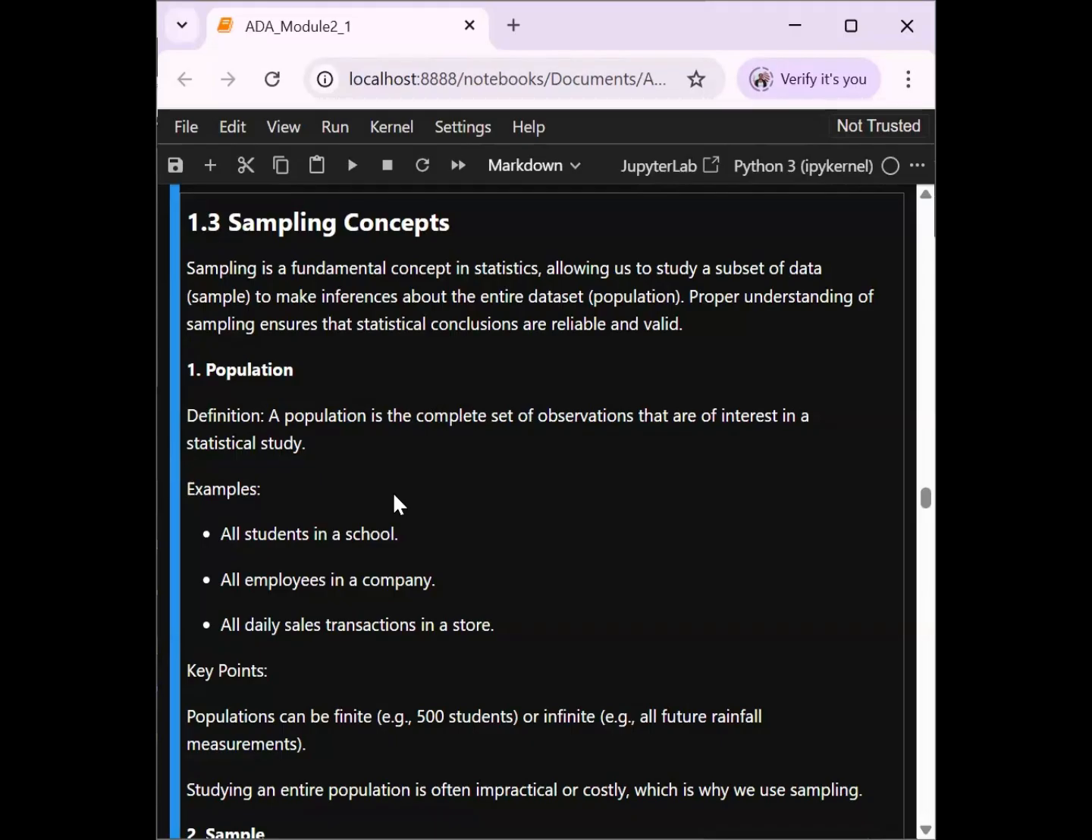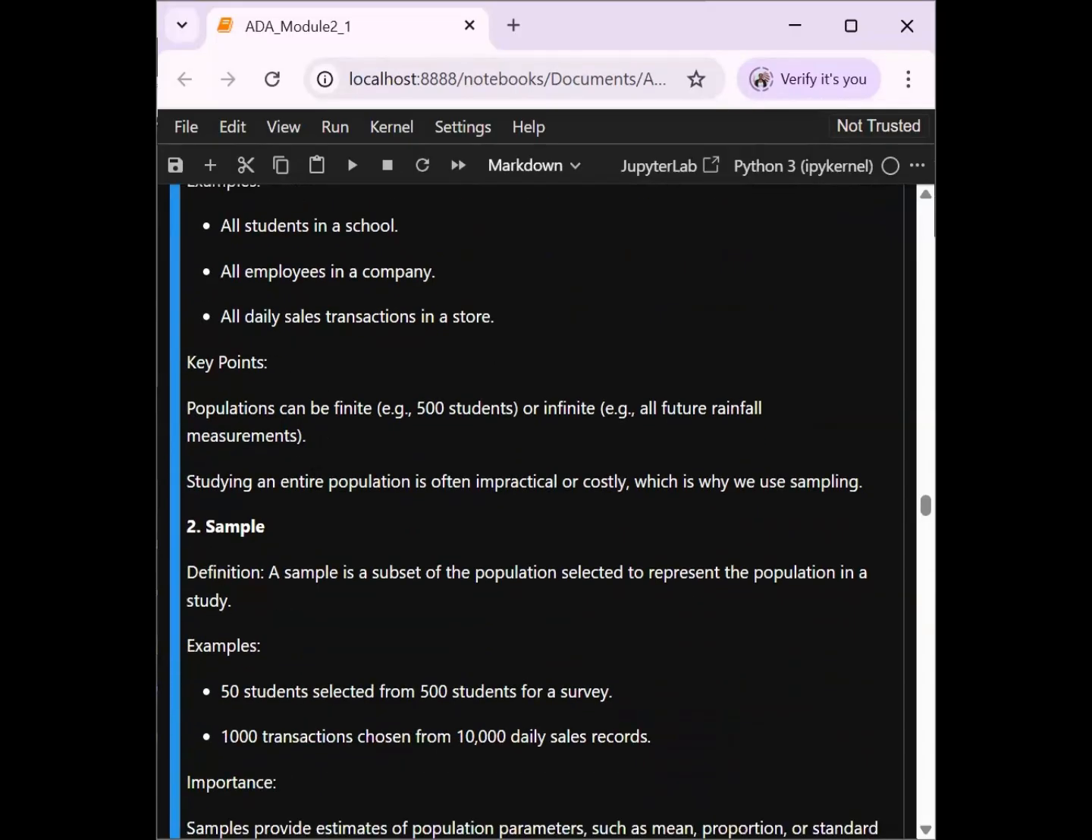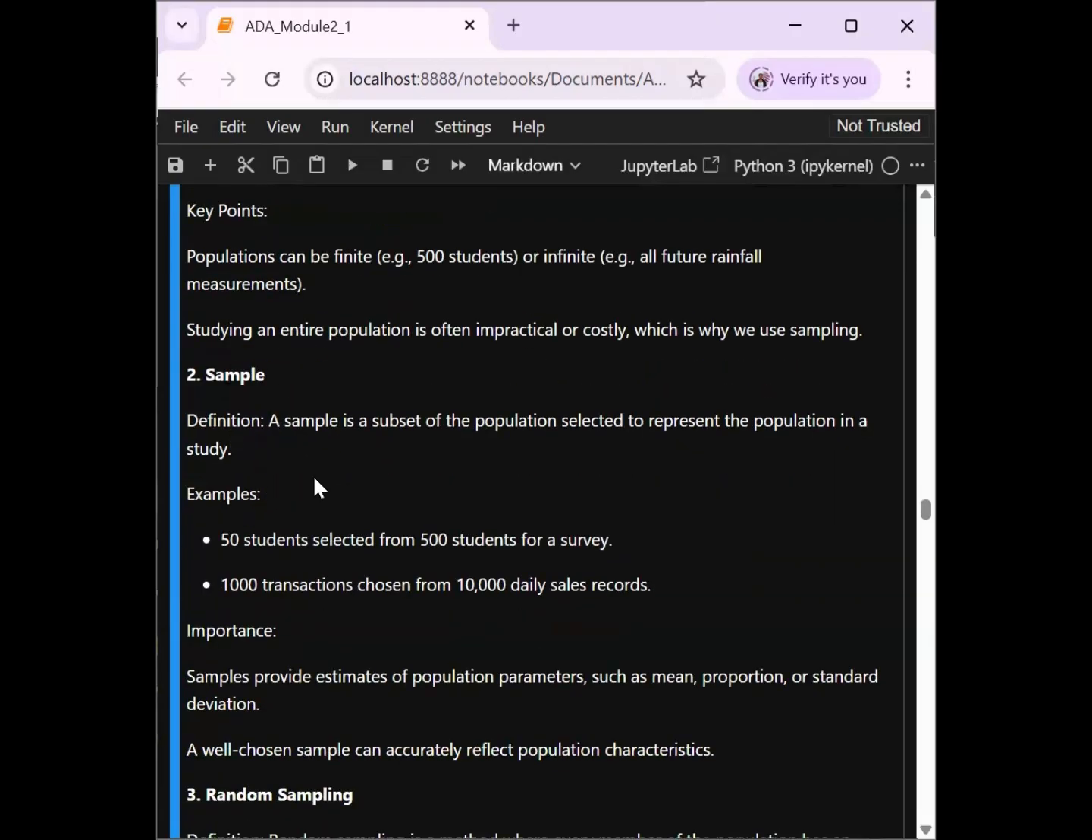Let's continue with sampling concepts. Remember we said samples are subsets, and the population is the complete set of observations of interest, right? For example, all students in a school, all the employees in a company, or the daily sales in a transaction. Most times it is expensive to get the entire population, so we use the samples we are able to get, run our analysis with them, and make conclusions that affect the whole population.